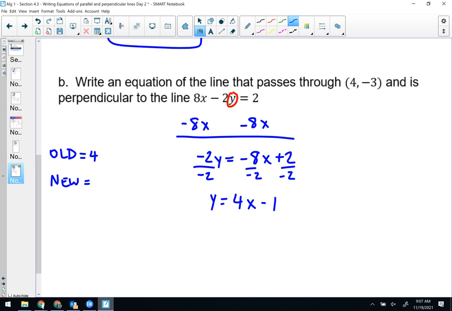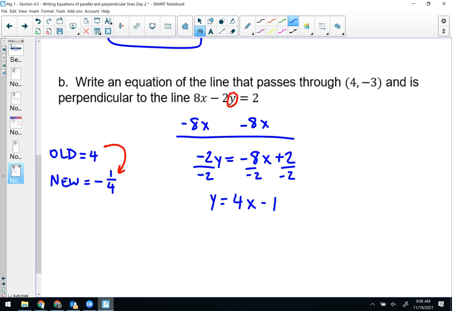What's my new slope then, Tommy? 1/4. You're close. -1/4. Right? That is my opposite reciprocal. Going from old to new is my opposite reciprocal. The old's positive, the new's negative. 4 over 1 becomes 1 over 4. Could it be the other way around? Like the old is -4 and then the new would have to be positive. So how'd you get -1/4?